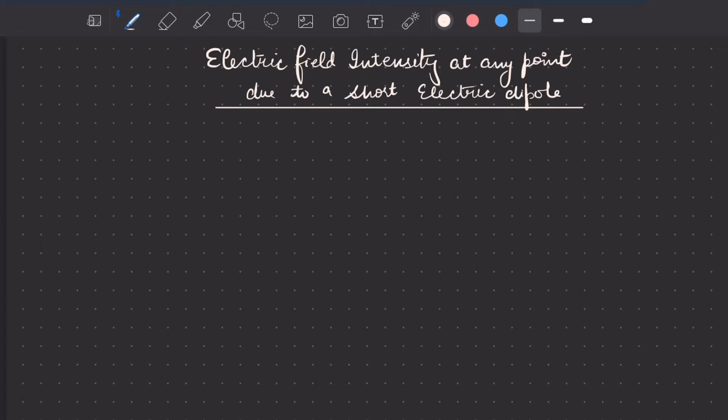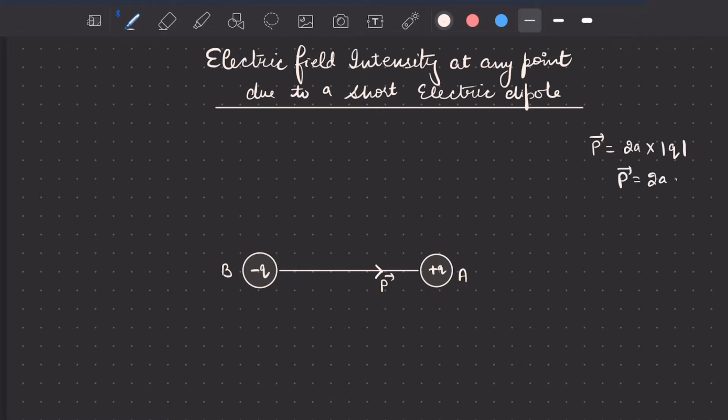So in order to discuss this article, we first of all need a pair of equal and opposite charges separated by a very small distance. So these are the pair of equal and opposite charges such that plus q charge is placed at point A and minus q charge is placed at point B, and these are separated by a very small distance 2a such that the dipole moment acts from the negative charge towards the positive charge and is marked as small p vector. And the definition of the dipole moment says that the dipole moment is equal to the product of the length of the dipole with the magnitude of either charge, that is, p vector is equal to 2aq.